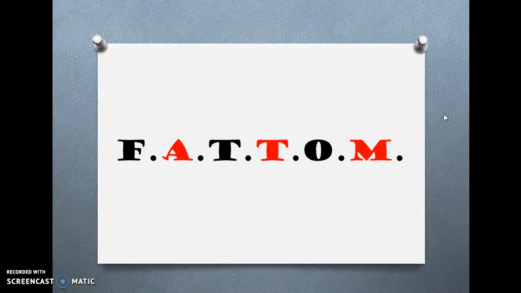So FATTOM, guys, is a mnemonic device that is used to recall the 6 conditions that microorganisms, aka pathogens, aka bacteria, begin to grow and multiply in. So one more time, FATTOM represents the 6 conditions that bacteria begin to grow in and multiply in when handling food.